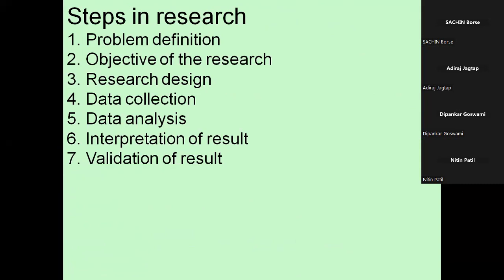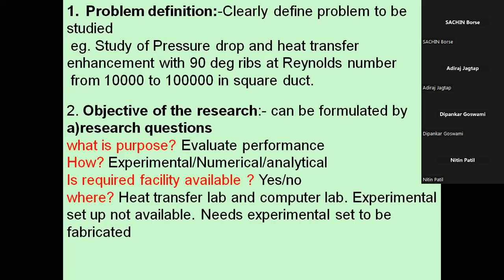Our research starts with the problem definition. We have to define the research problem. Then we have to define the objective. Then we have to design the research, collect the data, do the analysis. After analysis, interpret the results, and then validation of the results. So we'll see the steps in the research one by one.